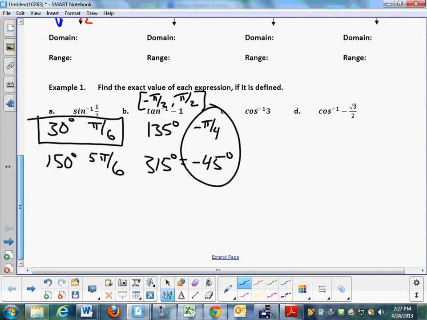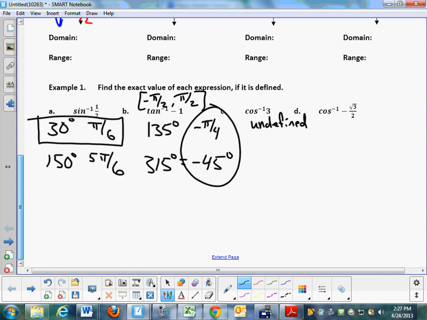Don't even do it on your calculator. Just tell me what it is. You can do this. What's the cosine inverse of 3? Why? What's the maximum value that cosine can achieve? 1. It can't achieve 3. So you can't cosine inverse 3 or negative 3, just between 1 and negative 1.